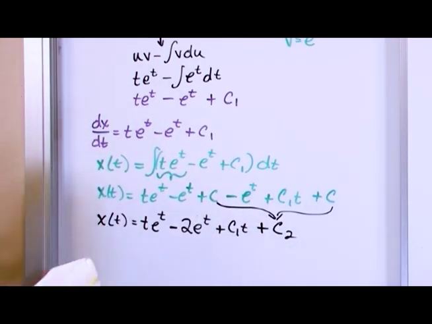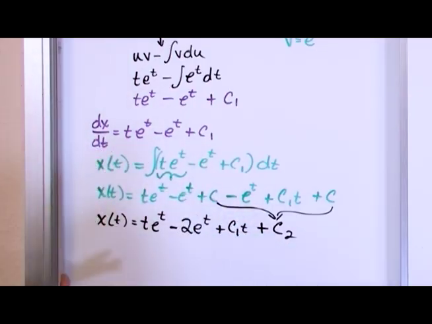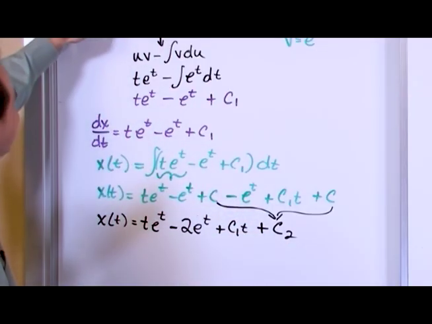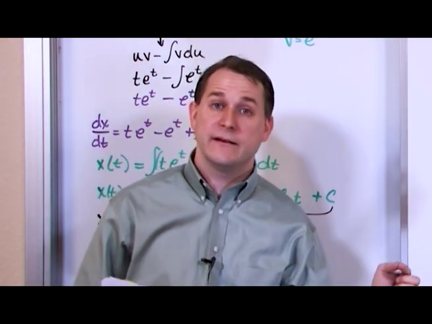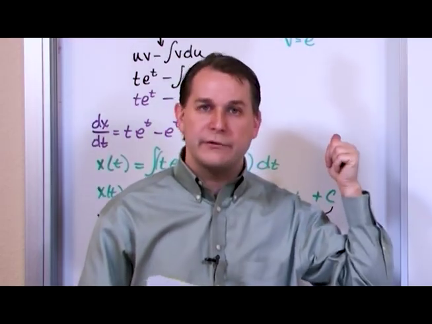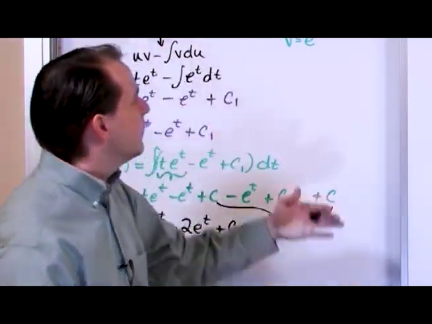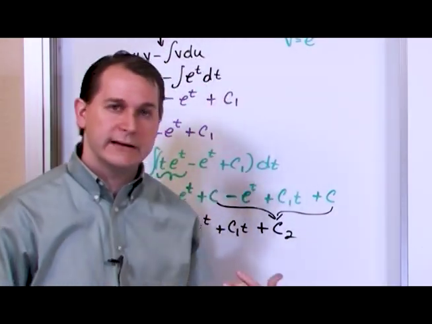Because I know that at the end of the day, my general solution, which is what we have here, should have two constants, C1 and C2. It should have two constants because my differential equation is second order. The number of constants you have in your general solution is always going to be the same as the order of your differential equation, which is also going to be the same number of initial conditions you're going to need in order to plug in and calculate these things.